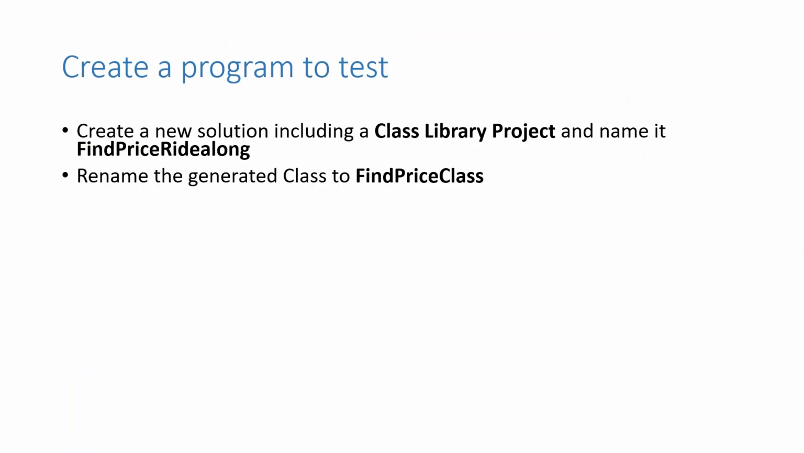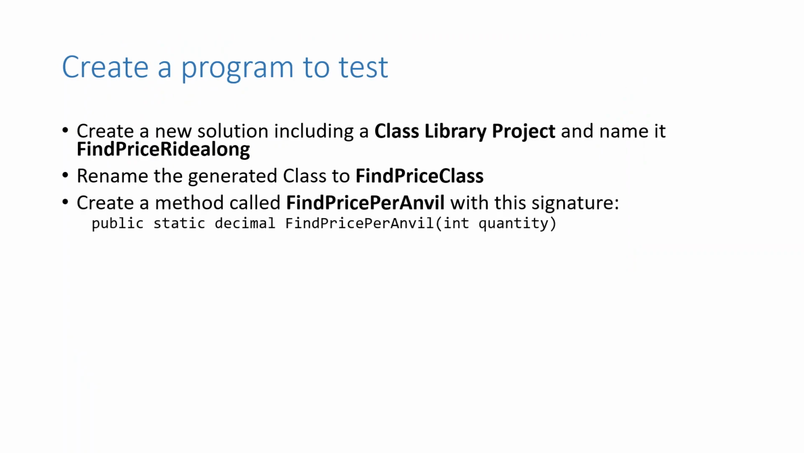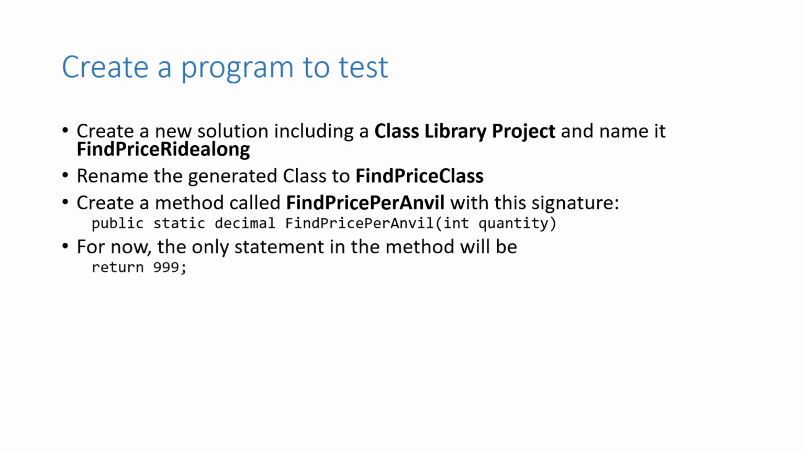Okay, next thing. We're going to create a method called Find Price per Anvil that has the signature you see there. So it takes an integer, it finds the price, and returns the price as decimal. And what we'll do is just return the value 999 from that method. Later on, we're going to make it actually work, but for now, we just want to make sure that it can be called and that our tests will be able to compile. So that's what we're going to do.